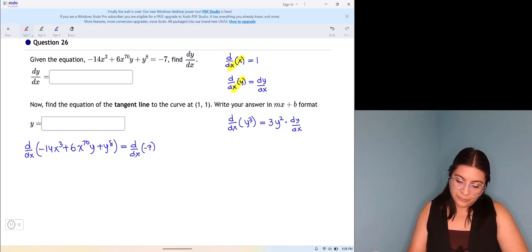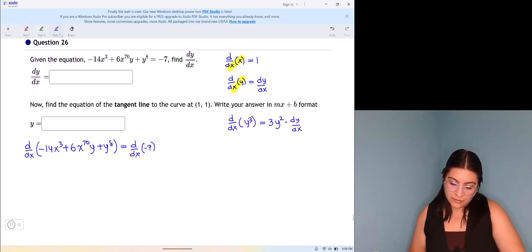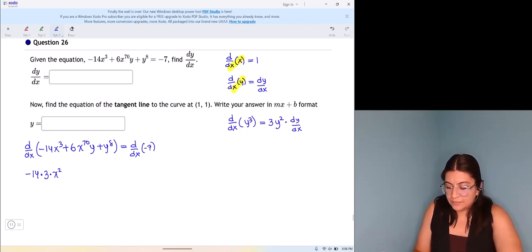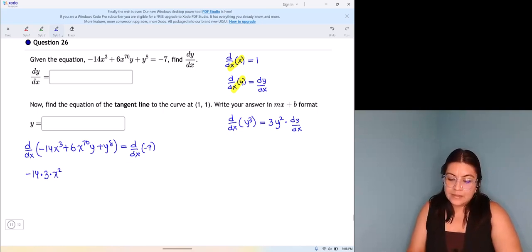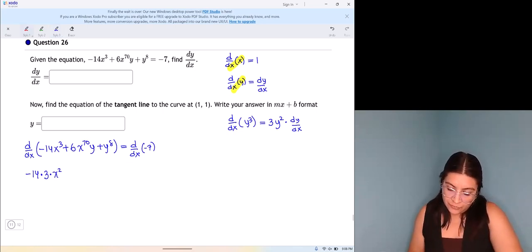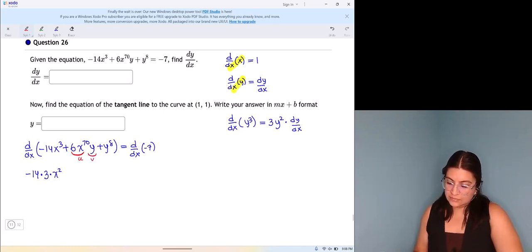On the left side, we have 3 terms, and the first term has an x in it. So the derivative with respect to x of the first term is negative 14 times 3 times x to the second times the derivative of the inside, but that's just a 1. So that's it. The second term, you have to be very careful because this is a u times v. This is u and this is v. And remember that u times v means u prime times v plus u times v prime.